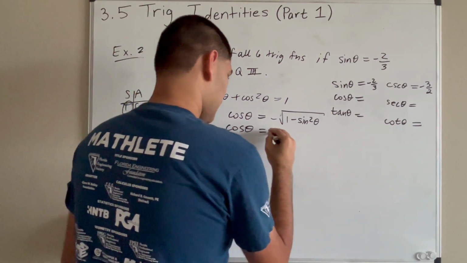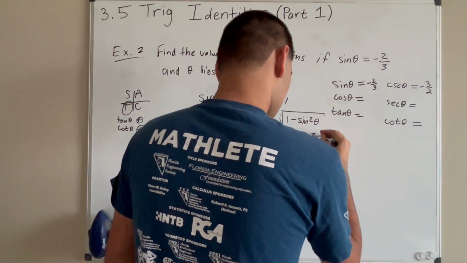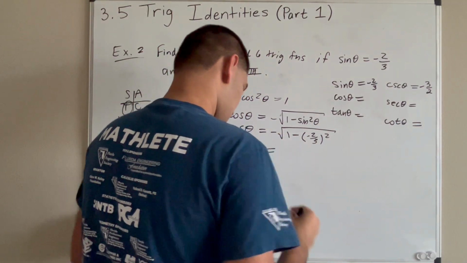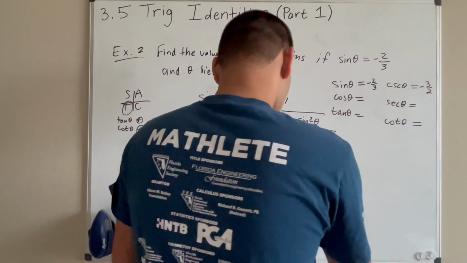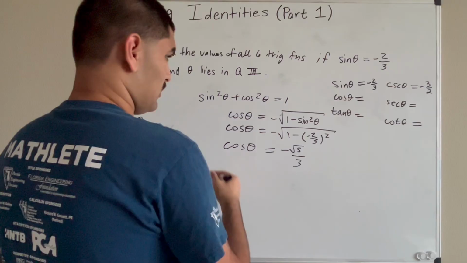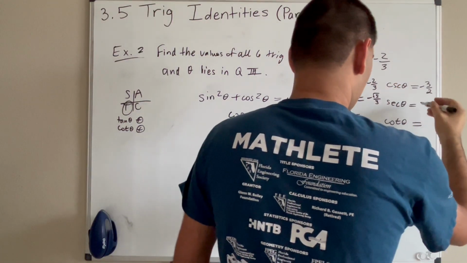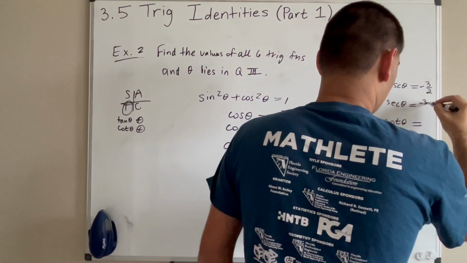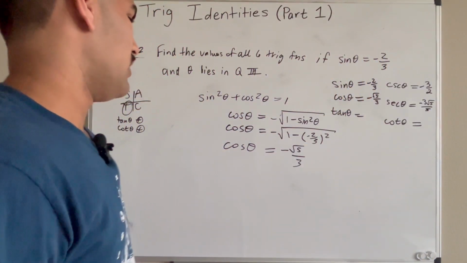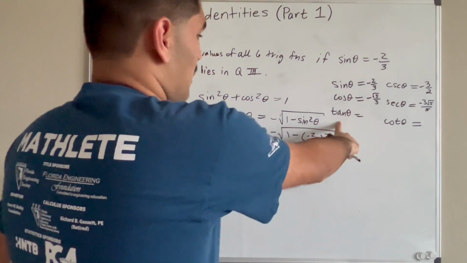And so now let's substitute in. So we have sine is negative 2/3. And then let's see, you will get negative square root of 5/3. All right, so cosine theta is negative root 5/3. And then taking the reciprocal of that, secant is negative 3 square root of 5/5. All right, cool. So now we need to find tangent.